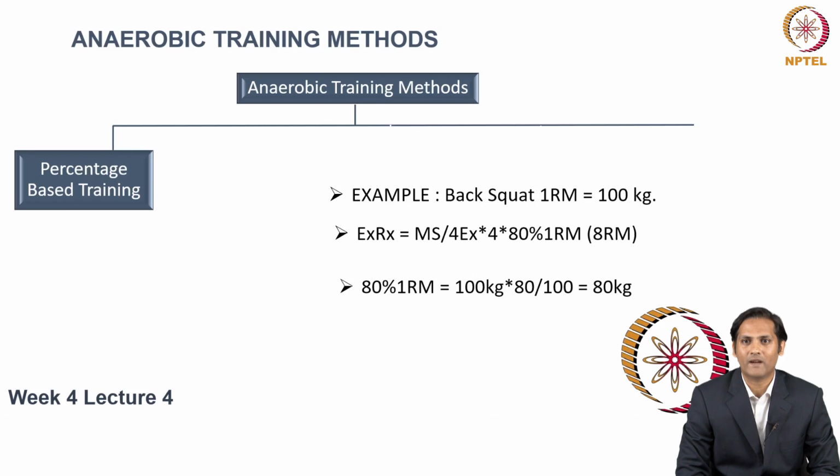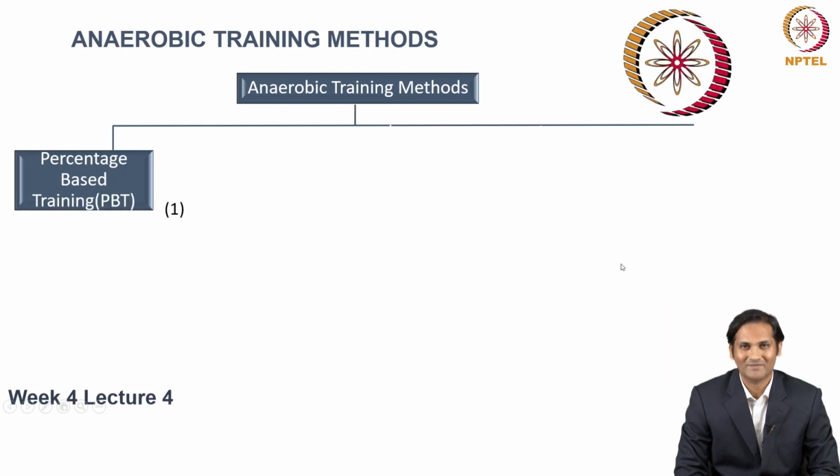Now you have a benchmark of 100 kg for 1 RM for the squat exercise. So 80% of 1 RM represents 80 kg. So you use 80 kg of load for 4 sets of 8 repetitions. That's how a person-based training method is used to improve muscular strength.